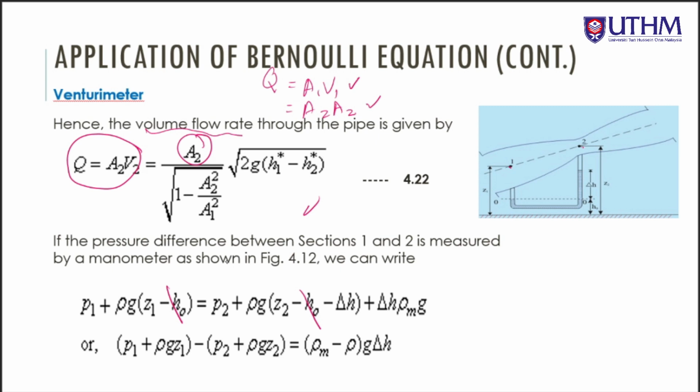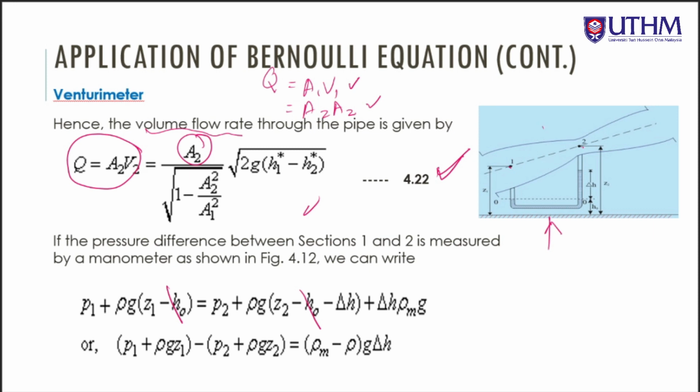Okay, so kita dah selesai one part based on Bernoulli and based on continuity kita dapat this equation. Okay, so the second part kita kena consider this on the bottom side, which is the manometer. This manometer, and so if the pressure difference between section 1 and 2 is measured by a manometer shown, we can write. So ini ingat lagi tak?